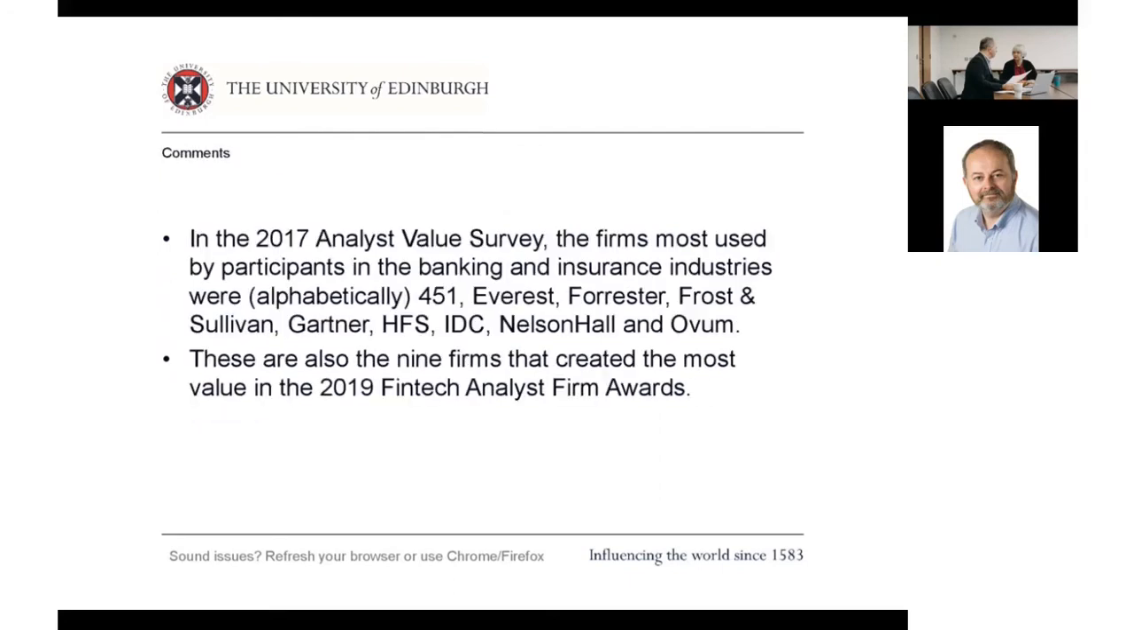So comparing with previous surveys, people who've seen the full survey report will know that we are able to segment the report by people who are in banking and insurance. And the firms there are the most used firms in the 2017 survey by participants in financial services are actually exactly the same as the 9 firms that have created the most value in the financial technology space. So a lot of stability in our base there.